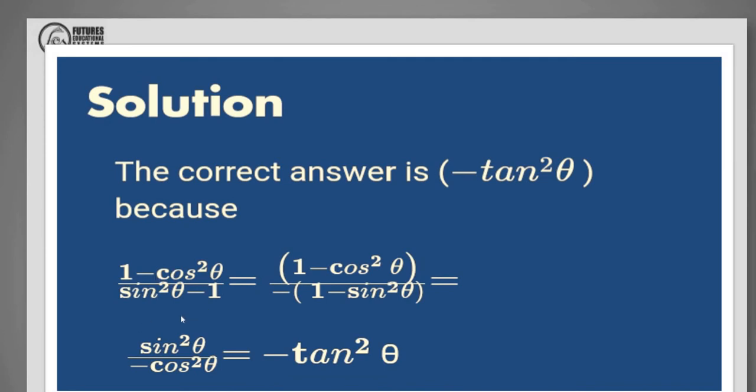One minus cosine power 2 theta equals sine power 2 theta. Cosine power 2 theta minus 1 gives negative cosine power 2 theta. Sine power 2 over cosine power 2 gives tan power 2 theta, and put the negative.